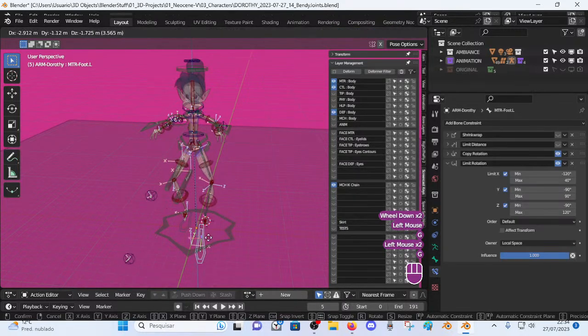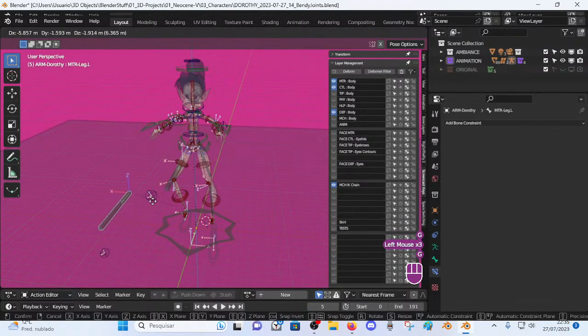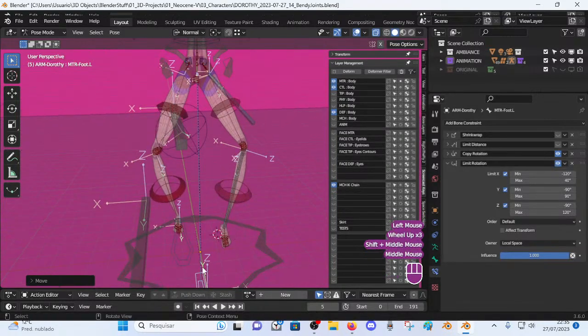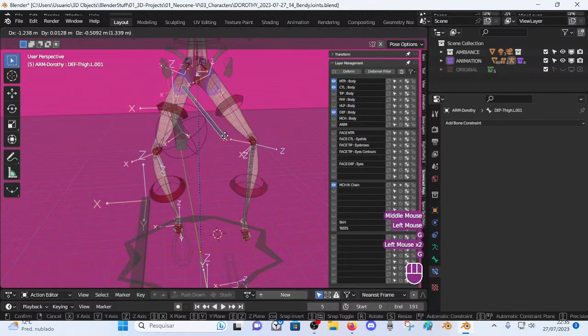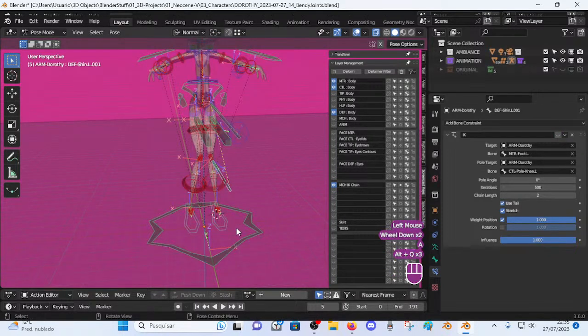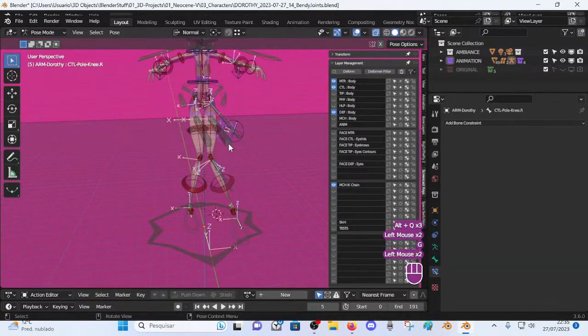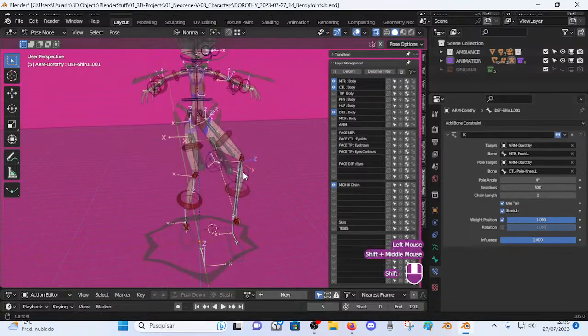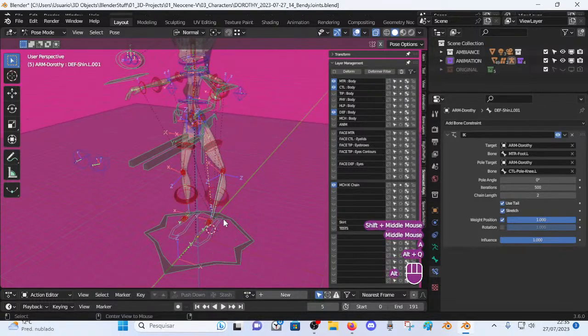Okay, so maybe it wasn't working because it was lacking the pole target, but I don't understand why this chain is sort of affecting the rest of the rig. Okay, this is bone constraint naturally. Yeah, there's why this other chain is affecting my rig. There must be some relation that I've.